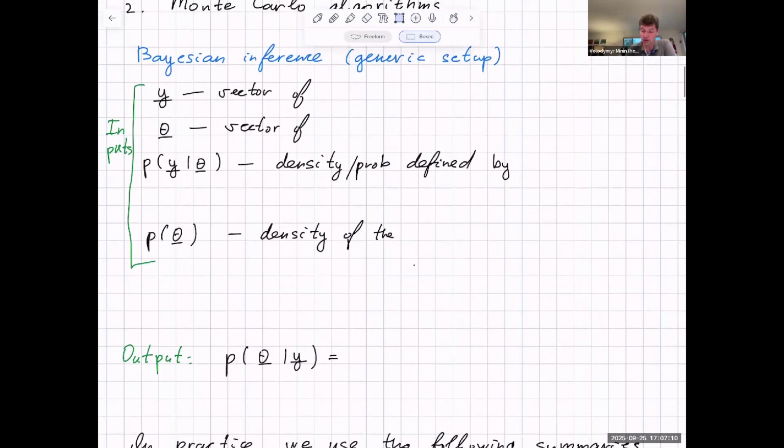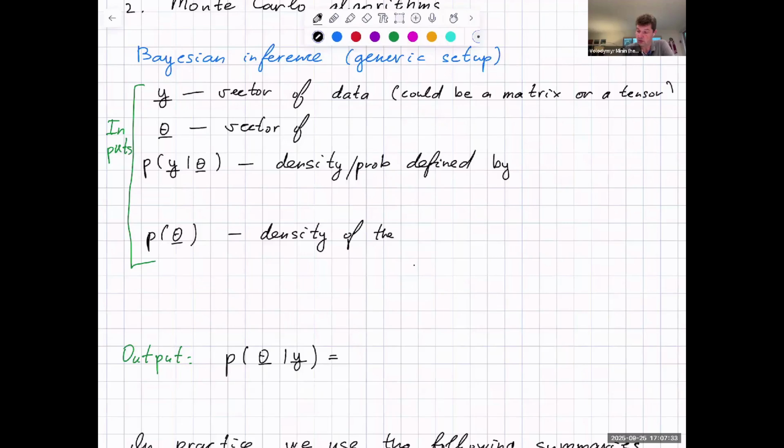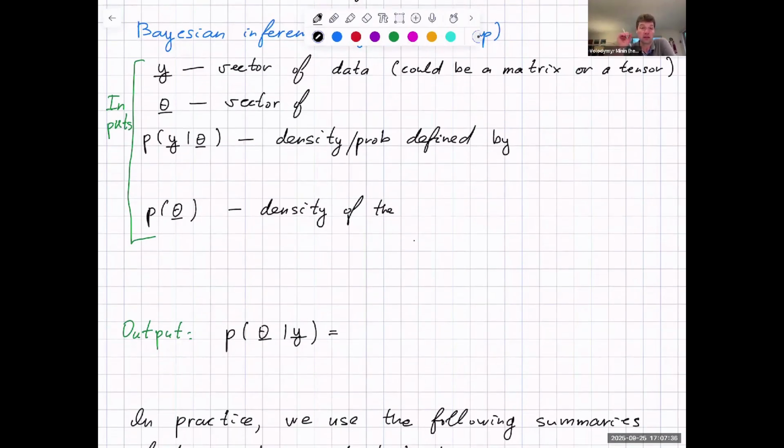Bayesian inference, generic setup. We start with some vector of data. It doesn't have to be a vector. It could be a matrix or a tensor. That's not important, because everything can be vectorized, so it's sufficient to say it's a vector. Just some numerical object that collects all our data. Even if you work with unstructured data like text, video or images, they would still typically be digitized, and you would use embeddings to convert words or phrases into numbers and so on.